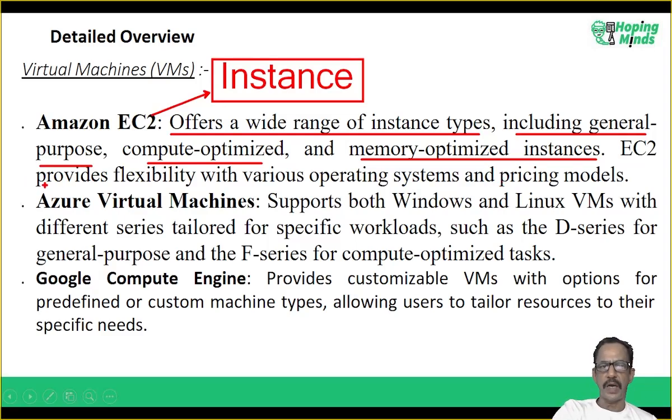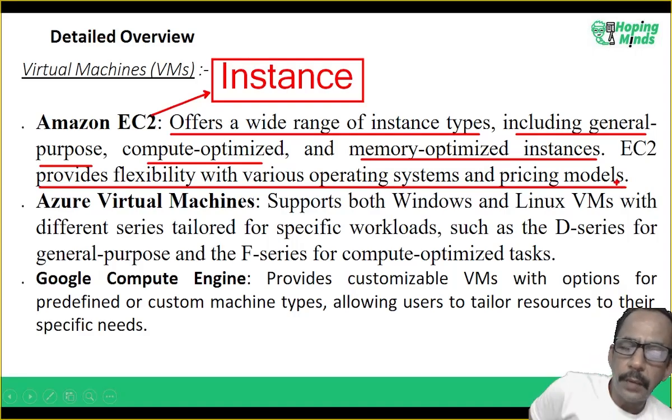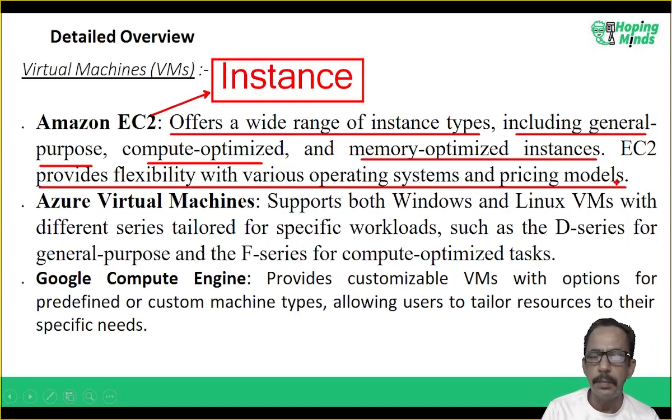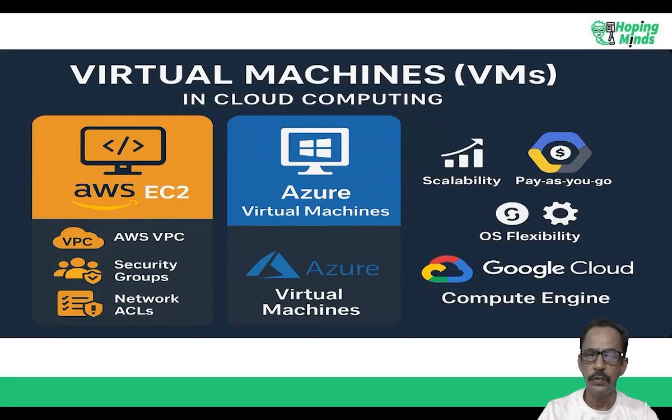EC2 provides flexibility with various operating systems and pricing models. We first choose the instance type and the operating system, and we can also choose the pricing models, such as savings plans or reservation plans. I will show you all of this in the console. So let's move to the console now.